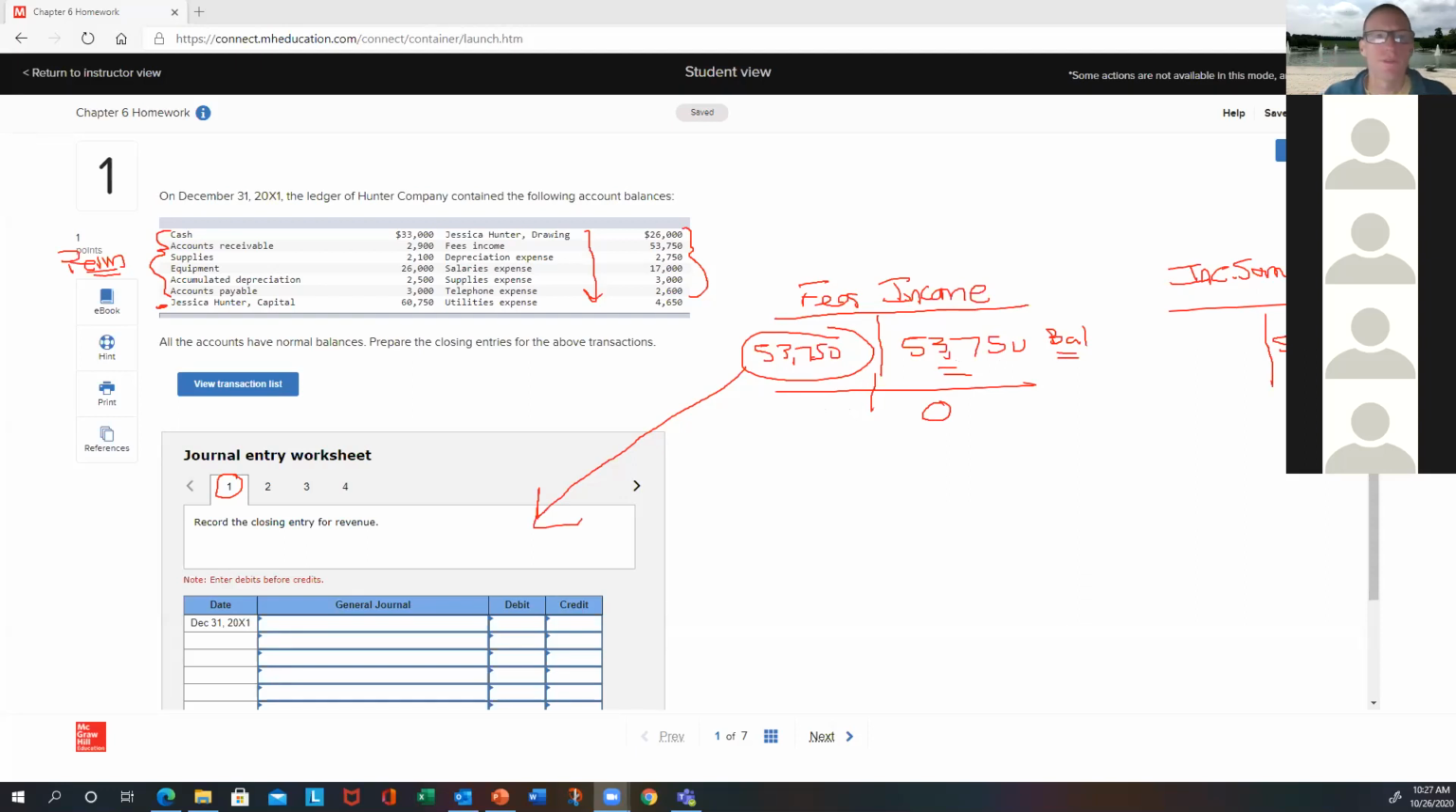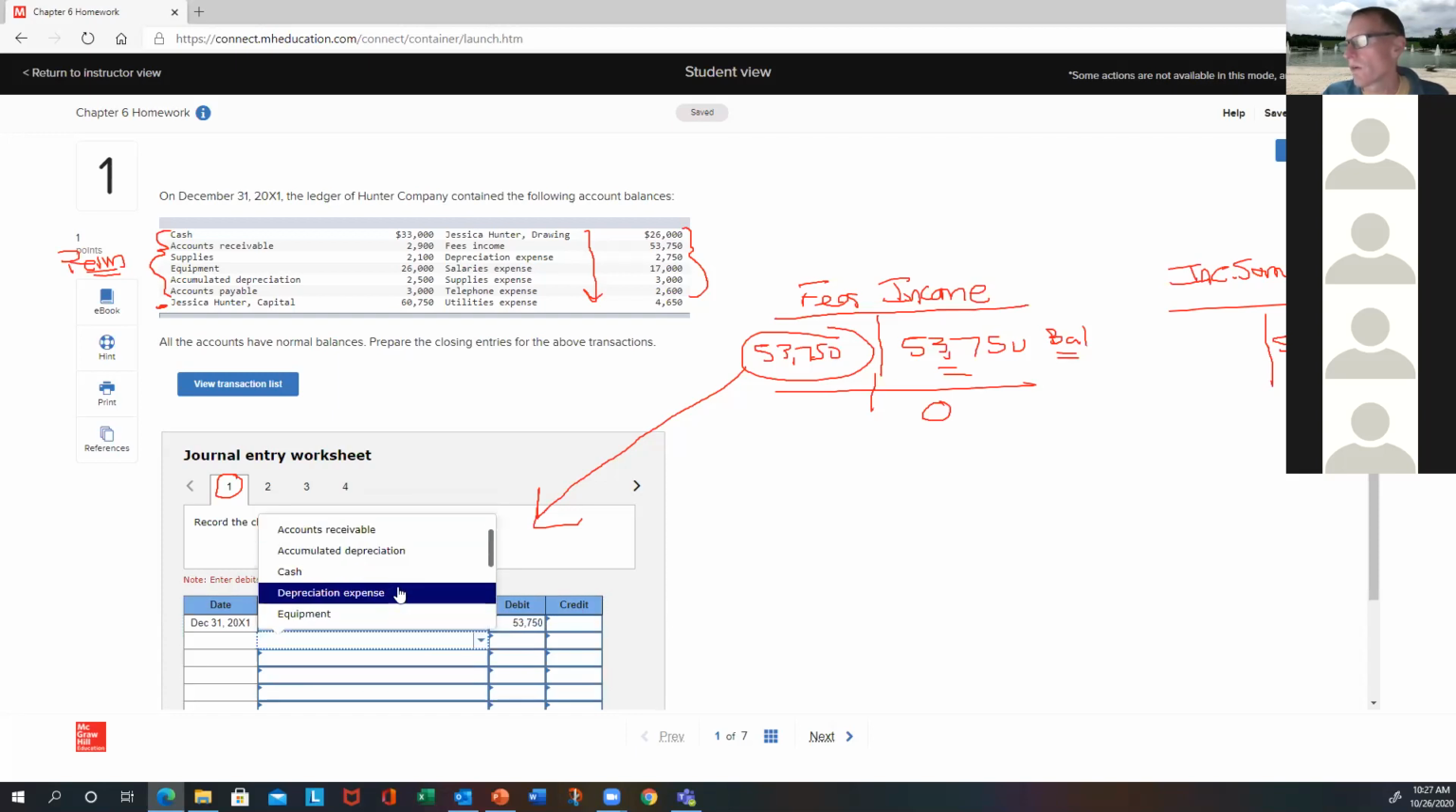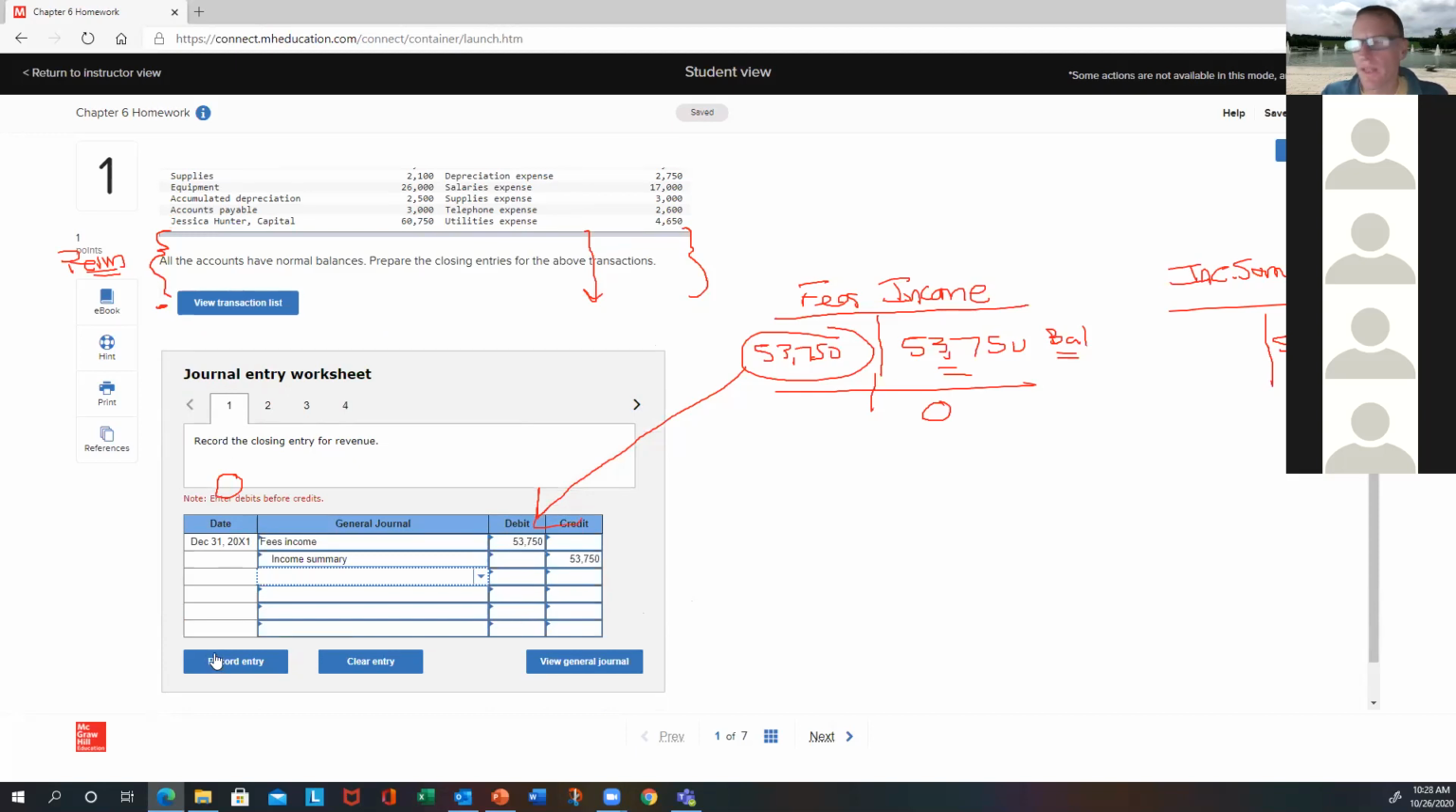So here's what will happen. Our journal entry is going to look like this. We'll go down to the journal, click that drop down arrow, find fees income, and then enter 53,750 as a debit. We then click the next row, look for income summary right there, put a credit of 53,750, and then in a moment you still have to hit that record. So we'll record it and then we'll post it.